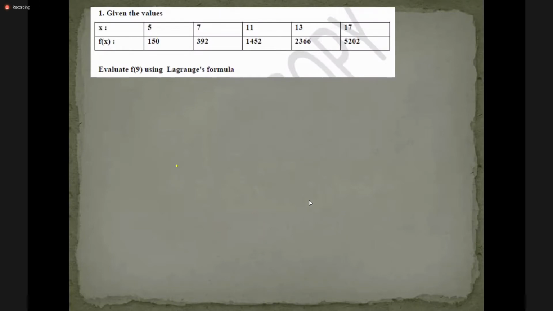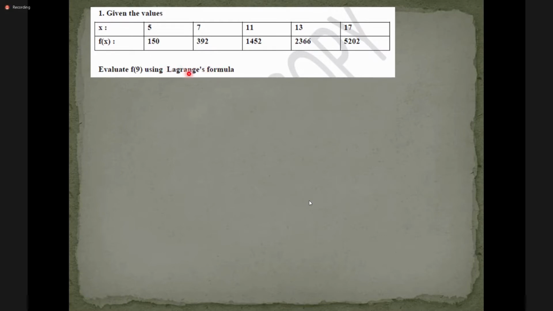So question number 1 is on the screen now. The question is: given the values of x. So we are given 5 values of x and 5 values of f of x. So obviously 5 pairs of x and y were given. And the question is find f of 9 using Lagrange's. So whenever the word Lagrange's comes in the question, compulsorily you have to use Lagrange's.